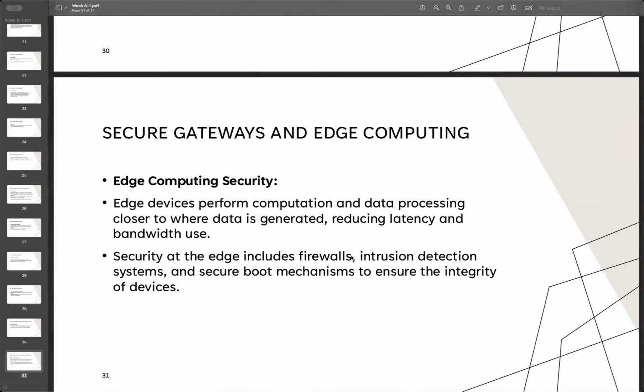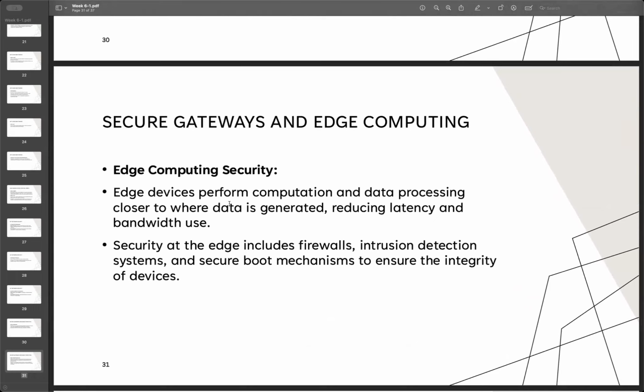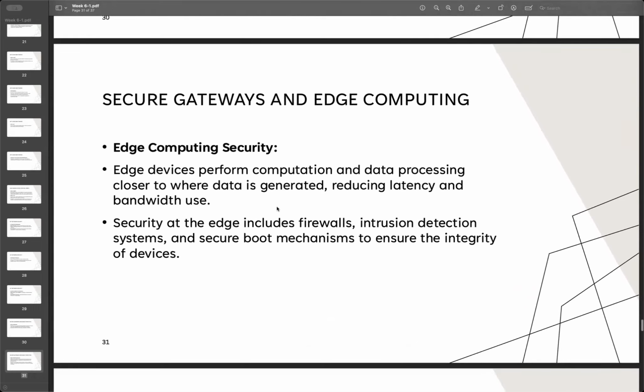And also we have edge computing. Edge devices perform computation and data processing. They are closer to where the data is generated, so the idea is to reduce latency and bandwidth use. You can treat a Raspberry Pi like this: it receives data from the sensor every second, or every nanosecond, and then we compute and process the data. After that, we send it to our cloud server.